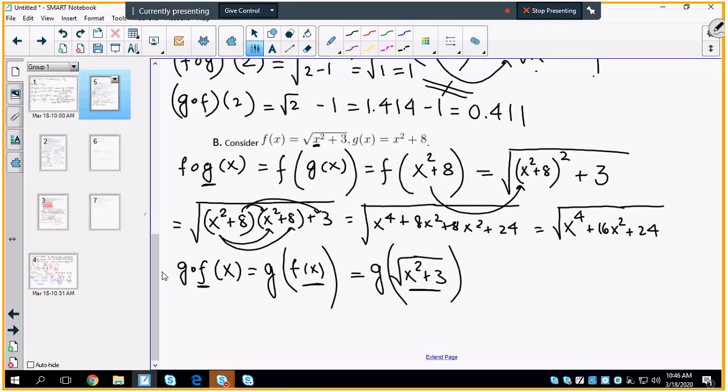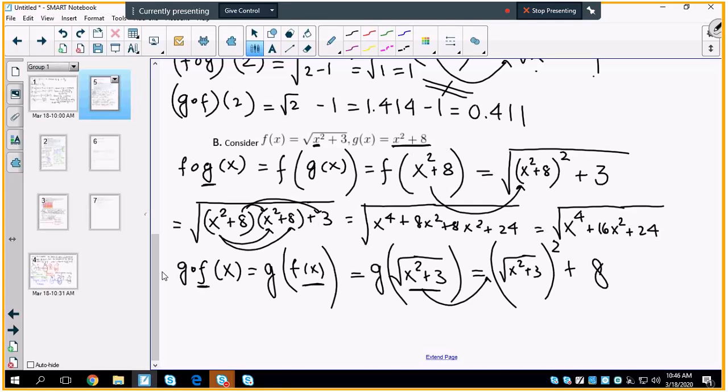Well, what is g of x? g of x is x squared plus 8. So instead of writing this x, I will write this input, which is square root of x squared plus 3. That's the input. This is your new x. Remember, now you are supposed to square it. So square it and then plus 8. And then you are simplifying. But this is nice because square and square root should cancel each other.